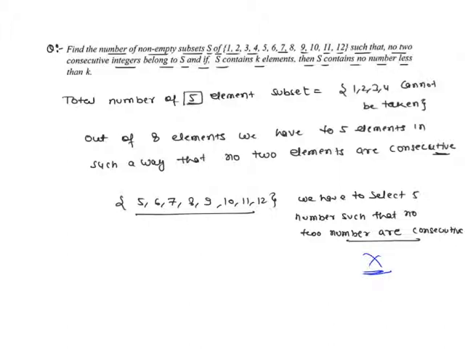Suppose we are selecting 5 consecutive. Suppose 5, 7, 9 and 11. These 4 numbers are not consecutive. Now if I select fifth number, suppose we are selecting 6, then 5, 6, 7 is what? Consecutive. If I select 8, then 7, 8, 9 are consecutive. And similarly if I select 10, then 9, 10 and 11 are consecutive. If I select 12, then 11 and 12 are consecutive. That means this case is not possible.